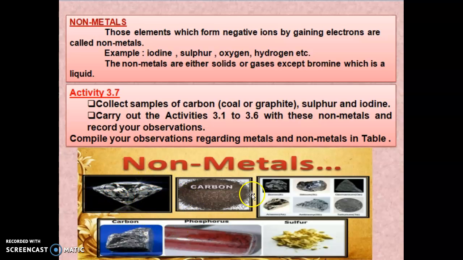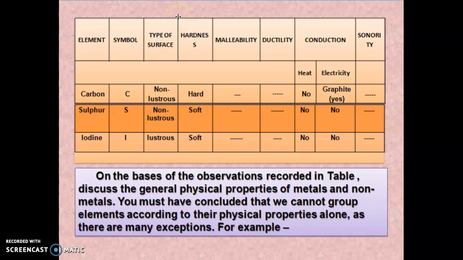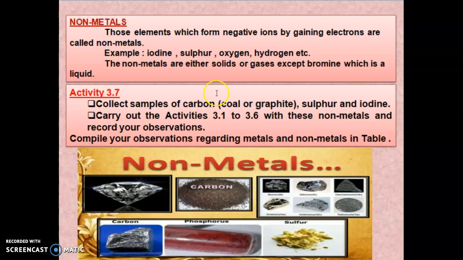Now this is an example of a non-metal. That is carbon, phosphorus, sulfur, and this is diamond. So these are also non-metals. Now when we see the activity, we will see this one. We have taken elements such as carbon, sulfur and iodine.